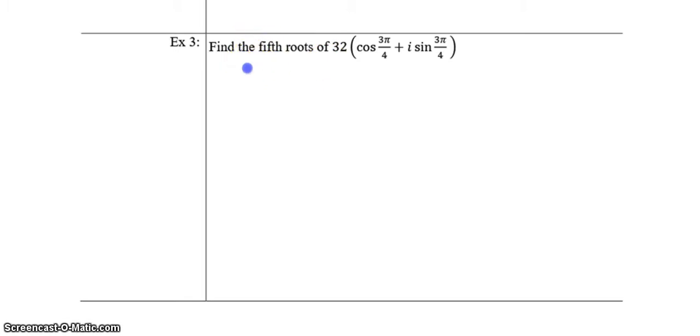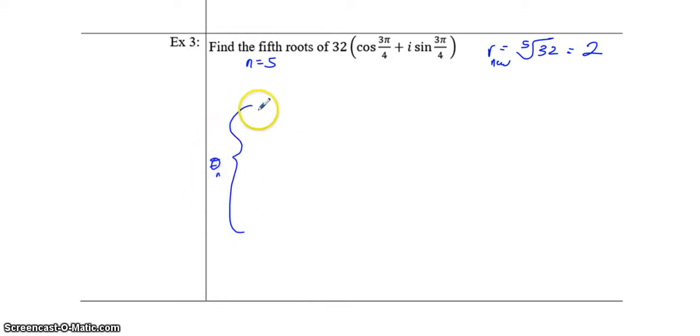Fifth roots. So our n is 5. So our new r is the fifth root of 32, and I picked it to be nice. Now for the 5 different angles, 5 different thetas. Start counting at 0 until you get a total of 5 options.